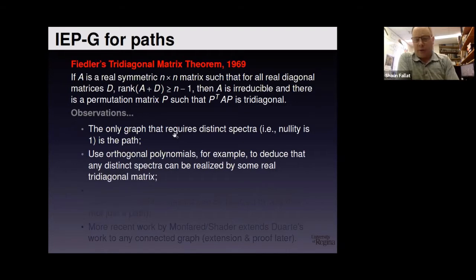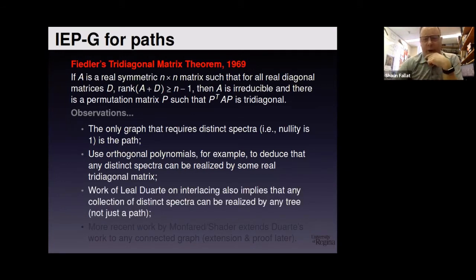And then you can work a little bit harder, and this was done long ago, that not only does the path require distinct spectra, but any collection of distinct numbers can be realized as the eigenvalues of an irreducible tridiagonal matrix. And so that's a resolution of the inverse eigenvalue problem for paths.